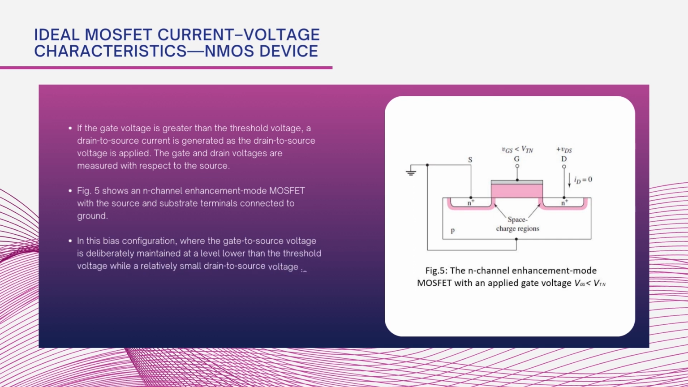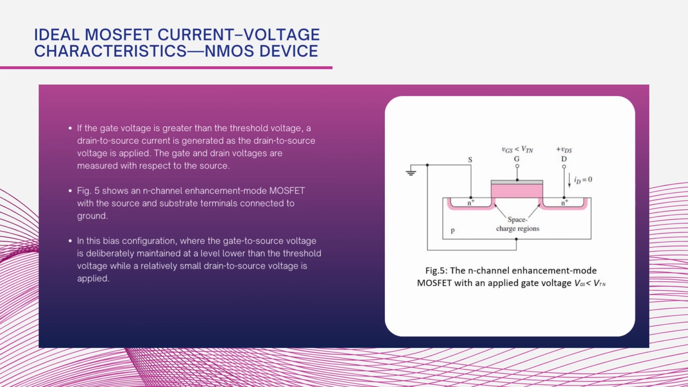Figure 5 shows an N-channel enhancement mode MOSFET with the source and the substrate terminals connected to ground. So, here we can see the source and substrate are shorted to the ground terminal, the gate voltage is less than the threshold voltage, and some amount of drain to source voltage is applied at the drain terminal. Here in the figure we can see there is a space charge region.